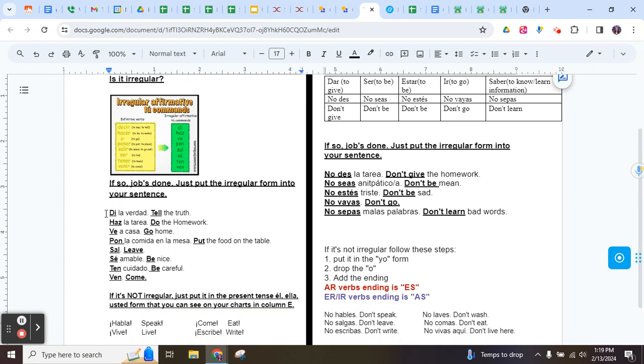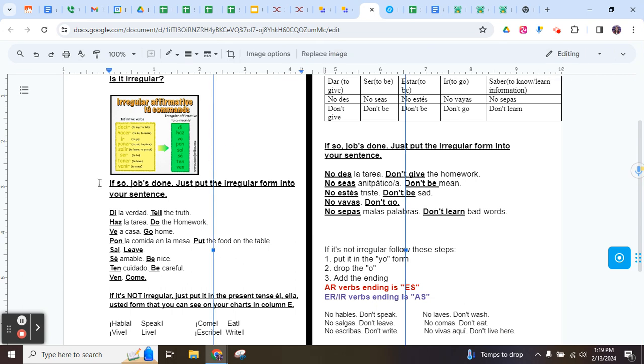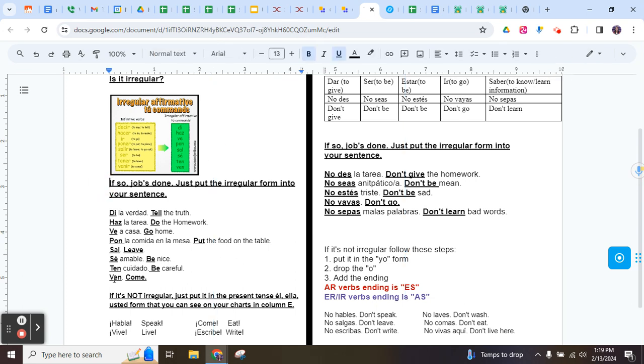So here are some examples. Di la verdad. Tell the truth. Haz la tarea. Do the homework. Ve a casa. Go home. See, each one of these, as I use them in a sentence on these notes, all I'm doing is taking the irregular form and I'm just putting it right into the sentence. That's all you have to do. If it's on this sheet, job's done. Nothing else to do. Remember, only for affirmative commands.